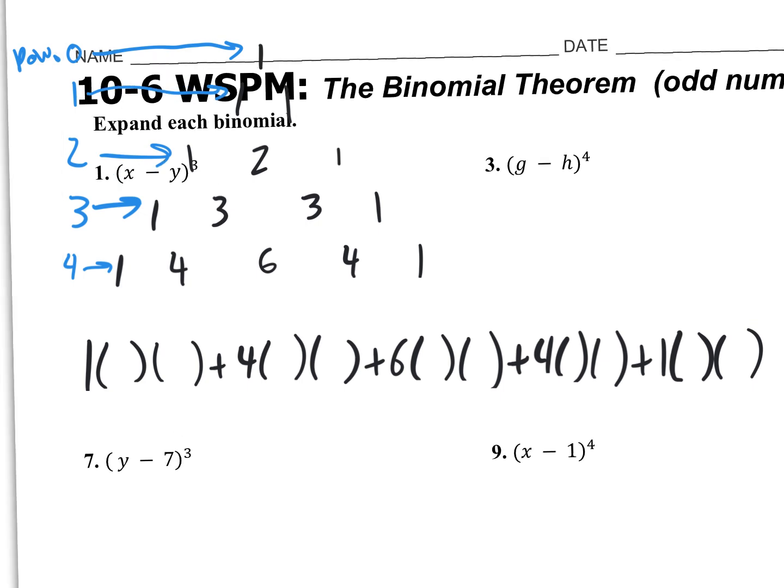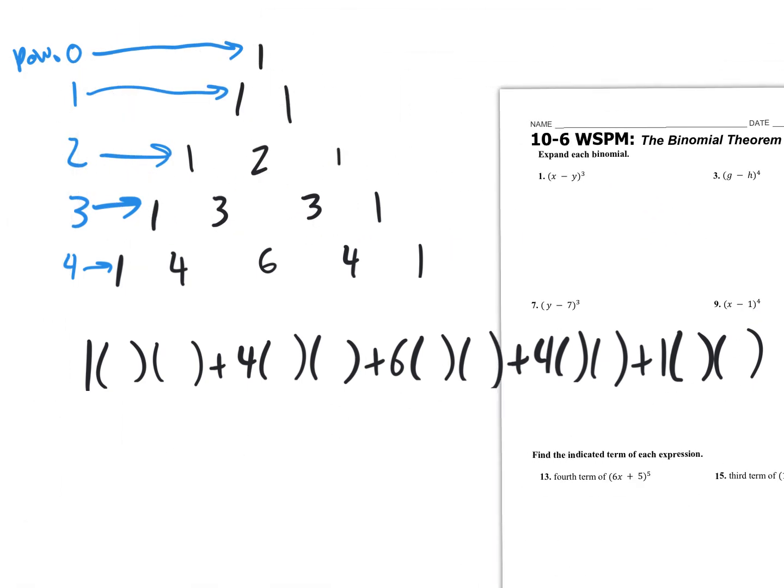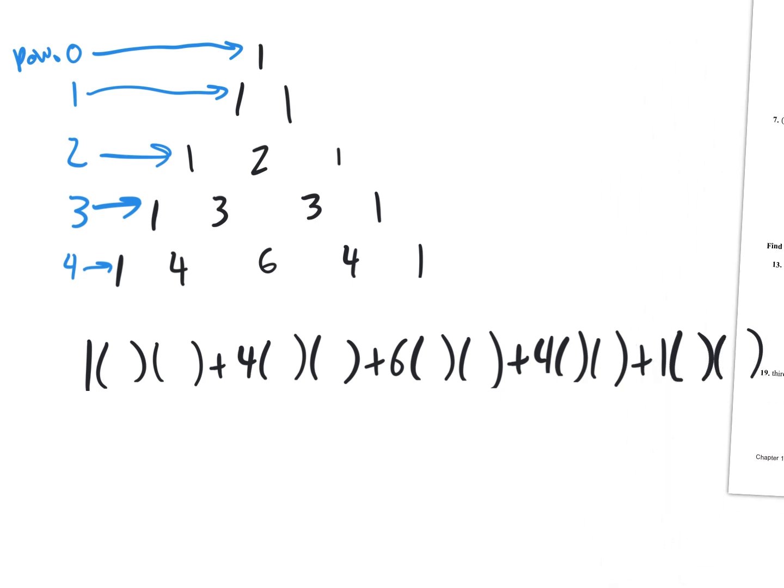Okay, and then we take the highest power, and if we look at the problem itself, you guys wanted number 3, right? That's a power of 4. That's why we went out to 4 on Pascal's triangle. And we're going to put that highest power of 4 right here on the first parenthesis. And then that 4 is going to decrease to a 3 on the next first parenthesis, then to a 2, then to a 1, then to a 0.